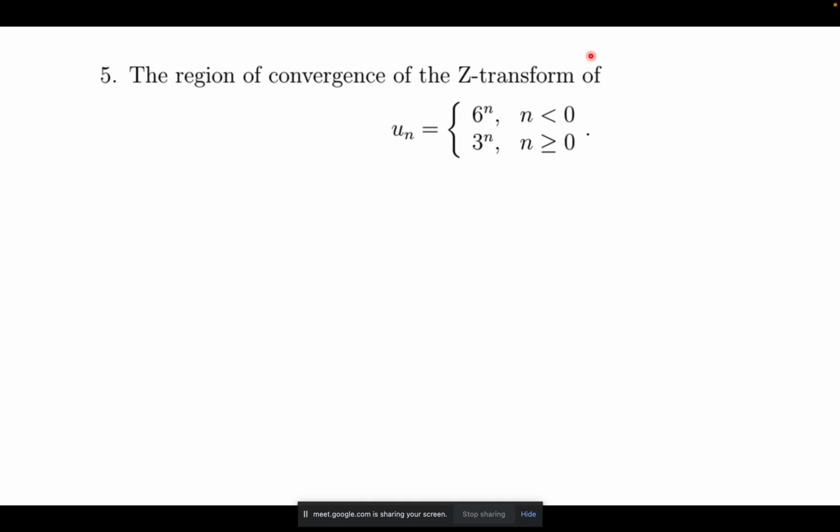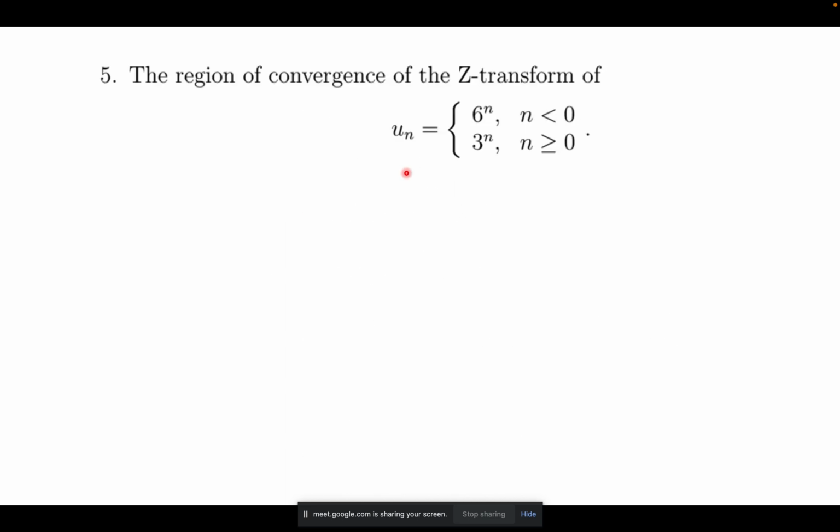The next question is, you are given a sequence with two limits. For n less than 0, you have the sequence 6 power n, and for n greater than or equal to 0, you have the sequence 3 power n. You need to calculate the region of convergence of the Z transform of this sequence. First you need to calculate the Z transform, and then calculate the region of convergence. Again, it's a very easy problem, so let's go through the solution.